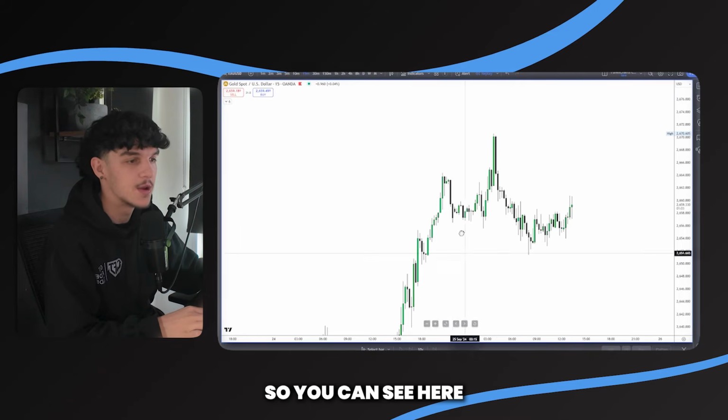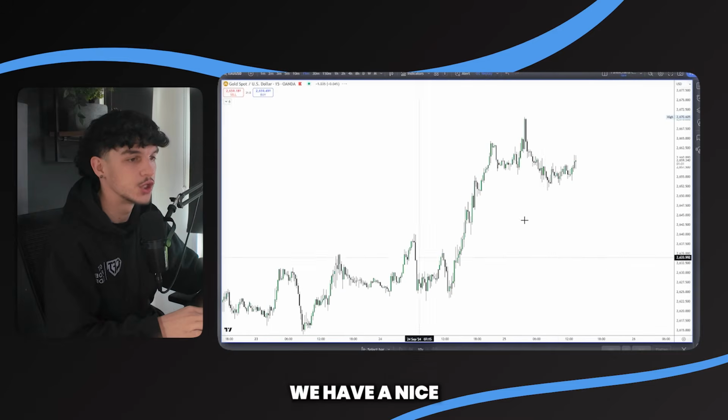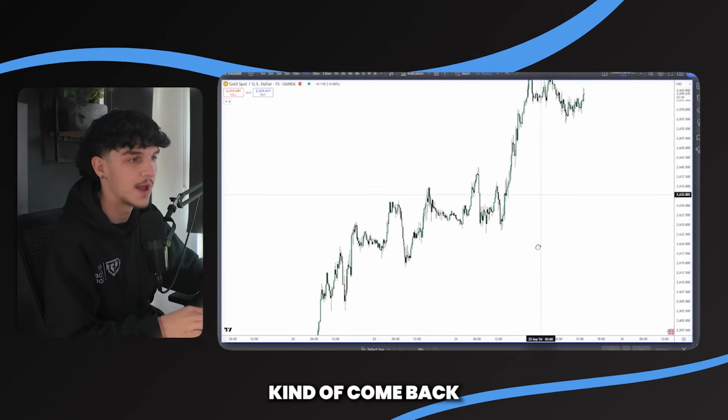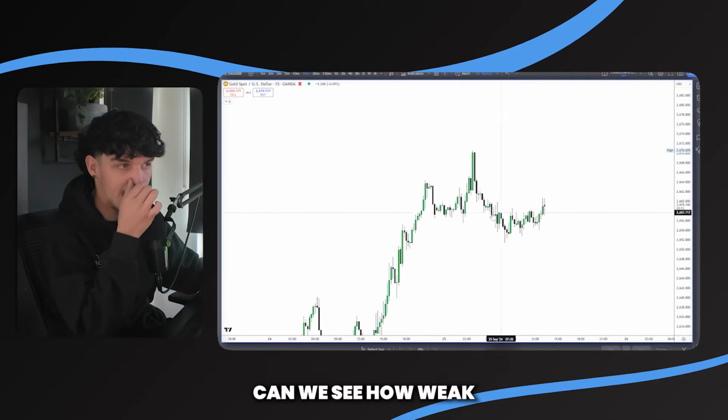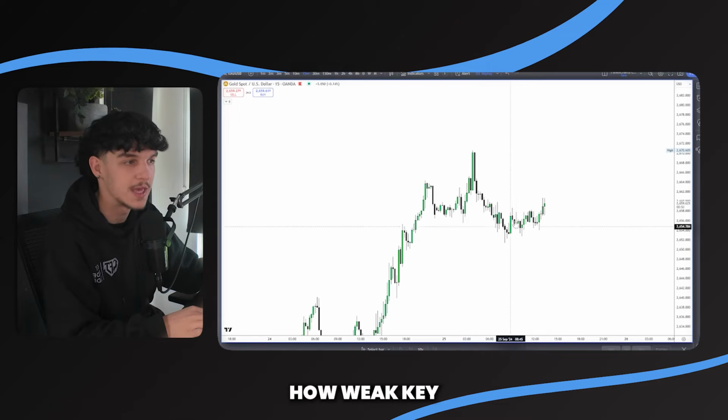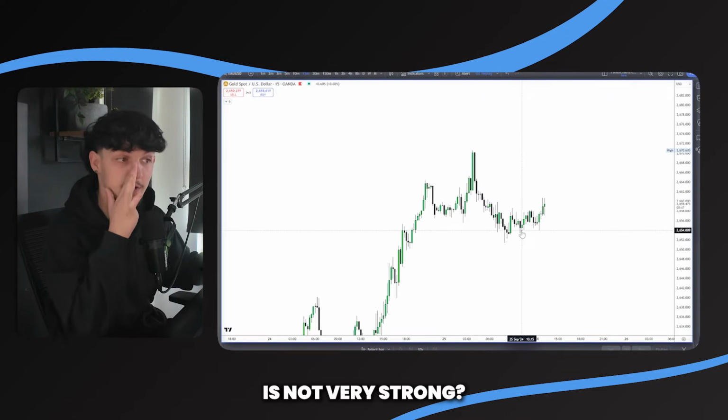So you can see here we have an impulse. We have a nice structure. The market's kind of come back down into these pivot points. We had a huge pump up, a huge move up to the top side. Now we've had a sell off. Can we see how weak this sell-off is? Can we see how wicky the price action with this sell-off is, and not very strong?